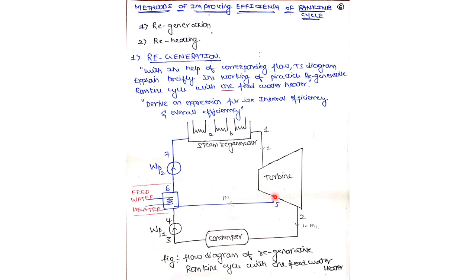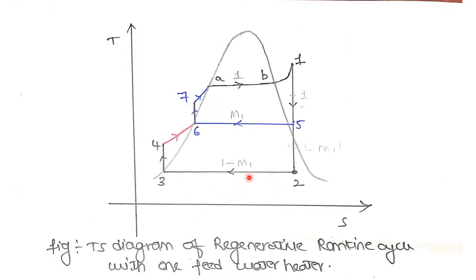Let us see the TS diagram of this. So this is the TS diagram. If you compare the previous thing and this particular thing, you can correlate how the processes have been going on. See, 1 to 2 was the complete expansion. At 5, you are taking the tapping for M1 amount of steam flow. Here there was a unit amount of steam flow. So the remaining 1 minus M1 is flowing back to the condenser.